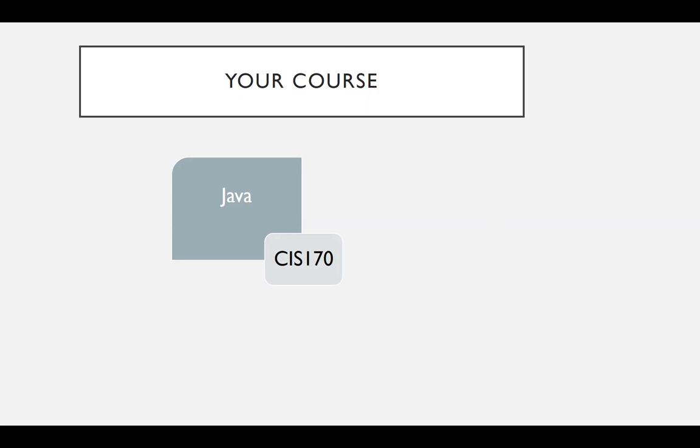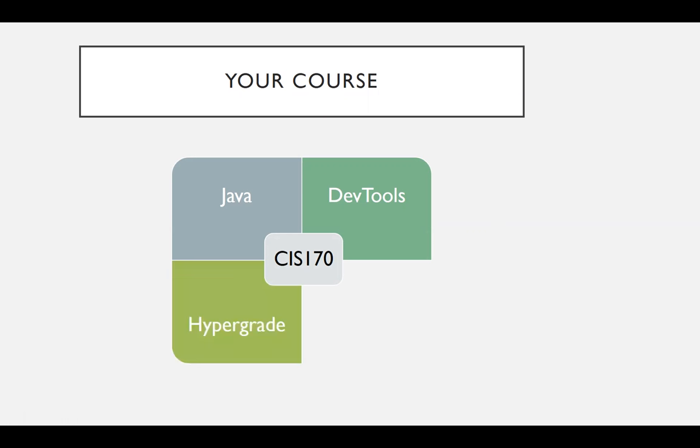Your course CIS170 is specifically involved in Java syntax. We'll be looking at some beginning things. We'll be using NetBeans as a development tool, and hopefully we'll have an opportunity to explore some of the many, many development tools available for Java. We'll be using Hypergrade as our source code control area and to validate your output from your programs. I will tell you all about it in another video. And we'll be doing projects as assignments so that you get that hands-on Java experience that will help you be a great software developer.